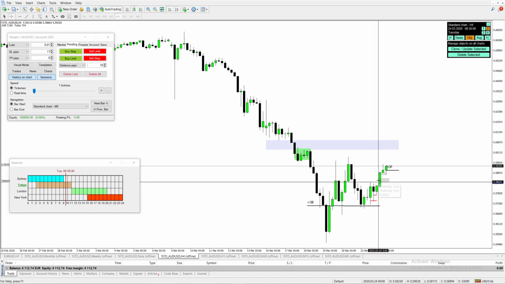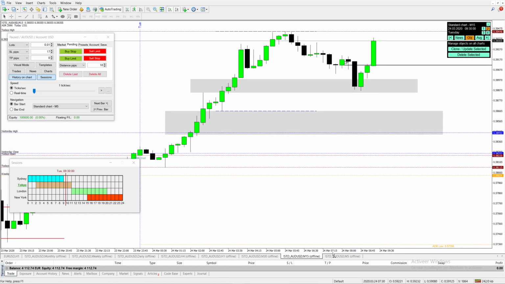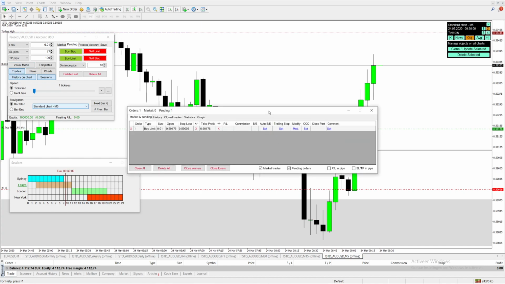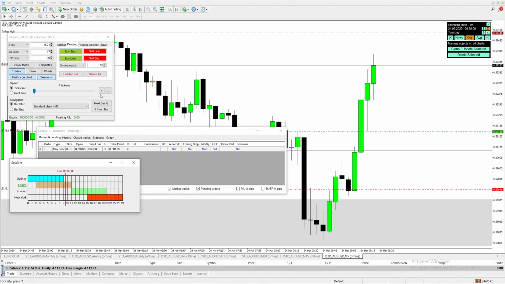4 hour we dipped into this fair value gap. It's also nice to see. 1 hour is rejecting nicely. So yeah, now it's just waiting and entering. Buy limit. Oh, it's a little bit high. Like this in the gap. Right, so let's see what price action does.